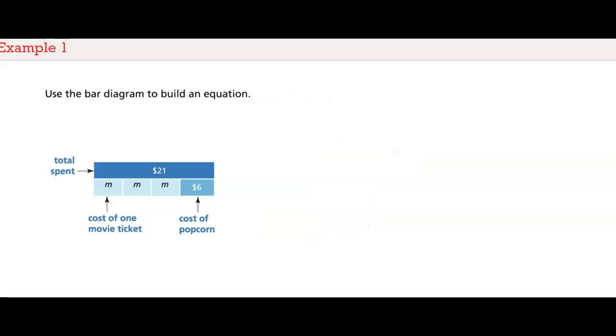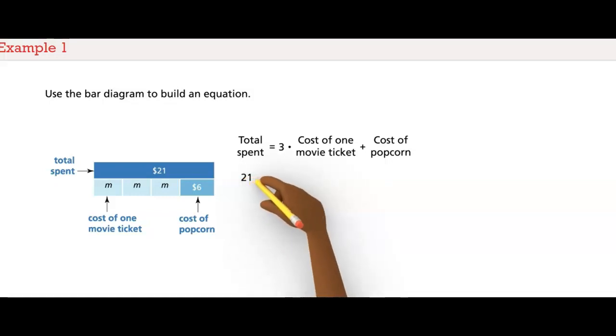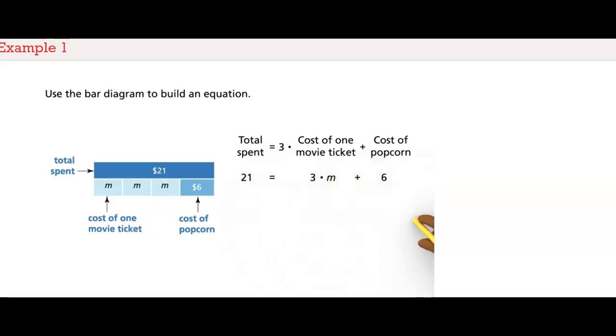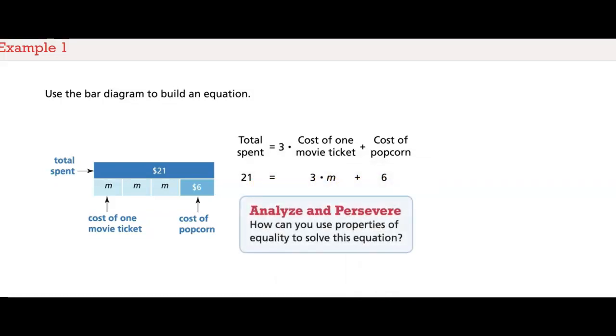We can use the bar diagram to build an equation. The total spent is equal to 3 times the cost of one ticket plus the cost of the popcorn. Now, substitute the values and variables into the equation. 21 is equal to 3 times m plus 6. How can you use the properties of equality to solve this equation?